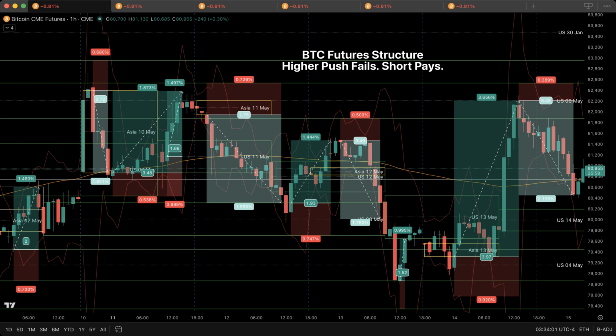That is where the short belongs. Not from the first red candle. Not from fear. From failed acceptance at the midpoint.